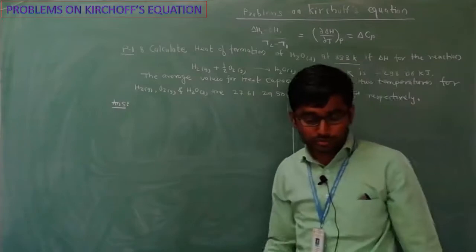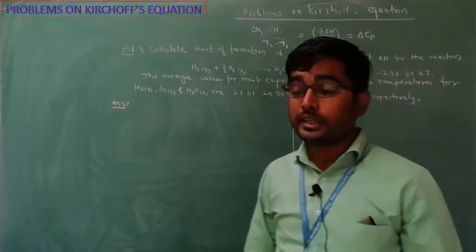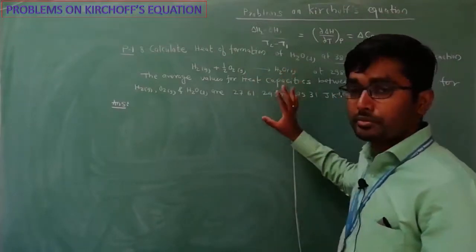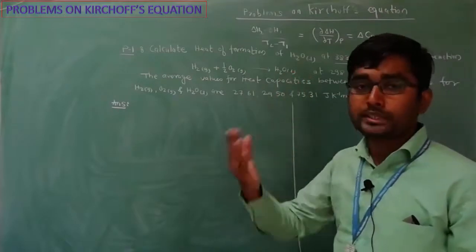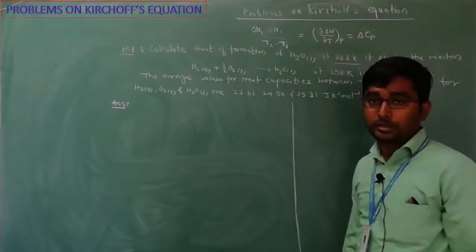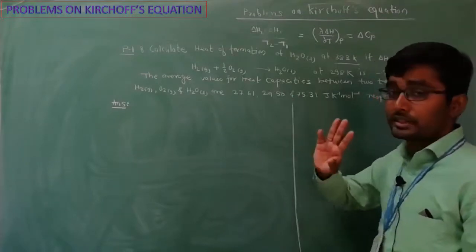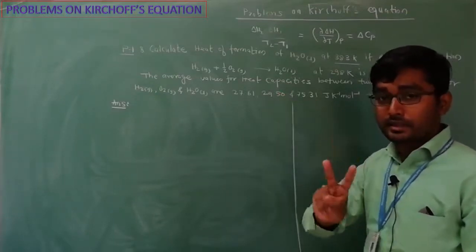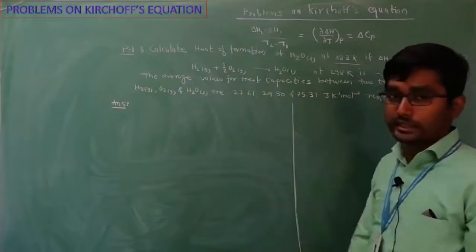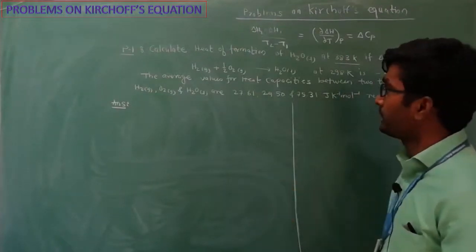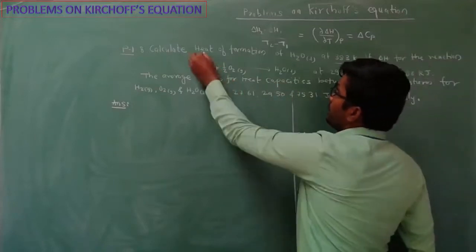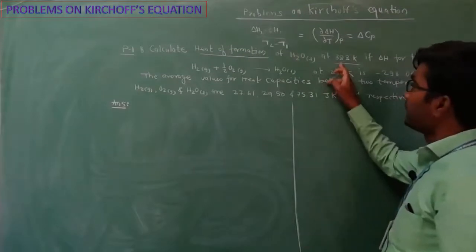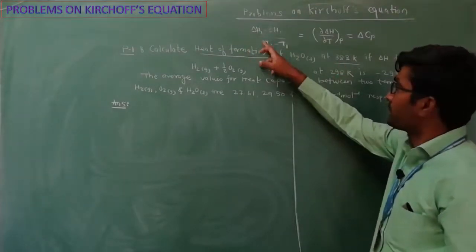Whenever you want to solve a problem, always read the problem carefully. The first step of solving a problem is to read the problem carefully, then find out what quantities are given, and third, find out what is asked. So in this problem, heat of reaction is asked at temperature 383 Kelvin. It means delta H2 is asked. This is our formula.